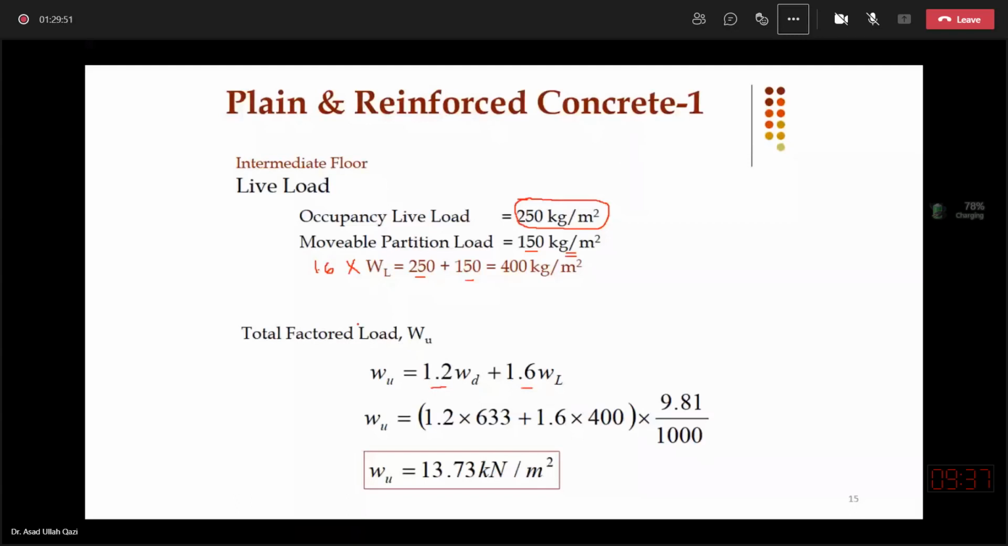So combining them, we are getting an ultimate pressure on the intermediate floor of around 14 kilonewton per meter square. Earlier we calculated 11.65, in which partition was not involved, and there was a floor finish of 100 millimeter. So as I said earlier, around 12 to 15 normally you will get the ultimate pressures on such ordinary slabs.